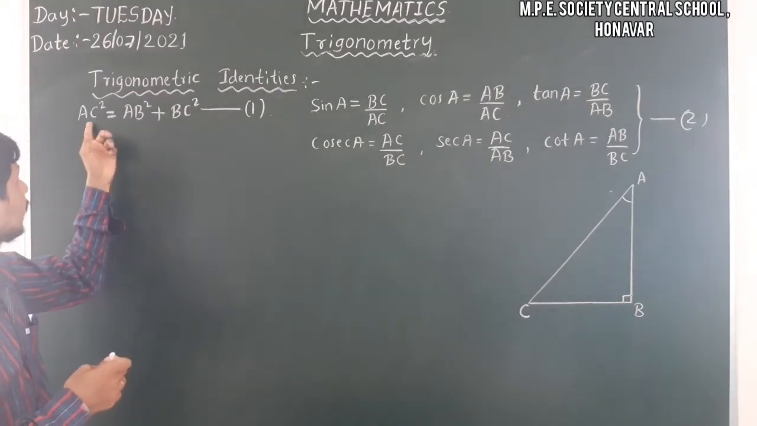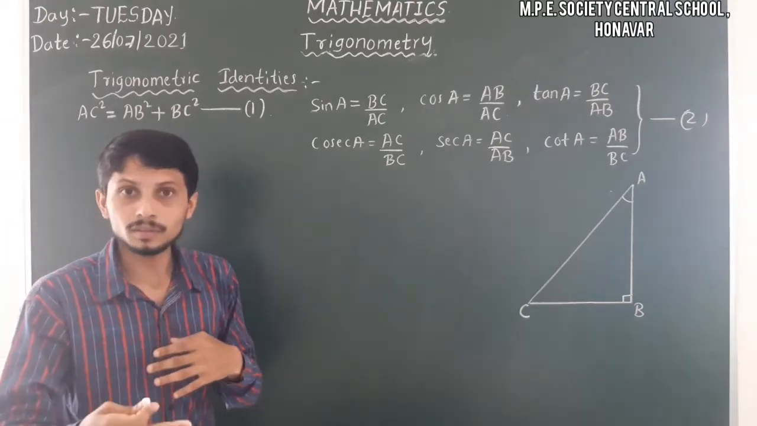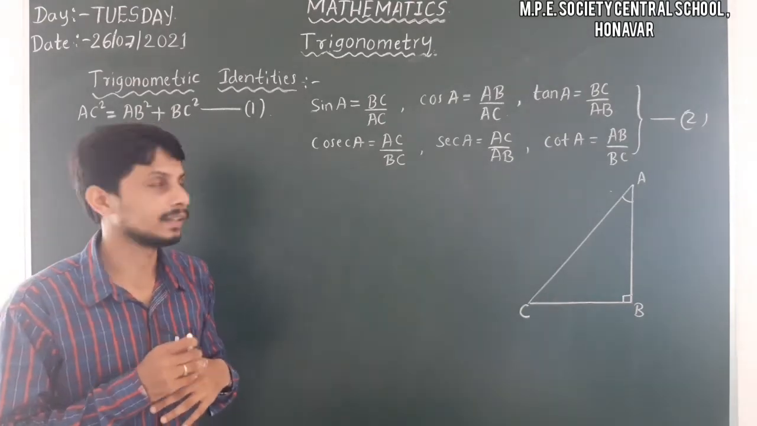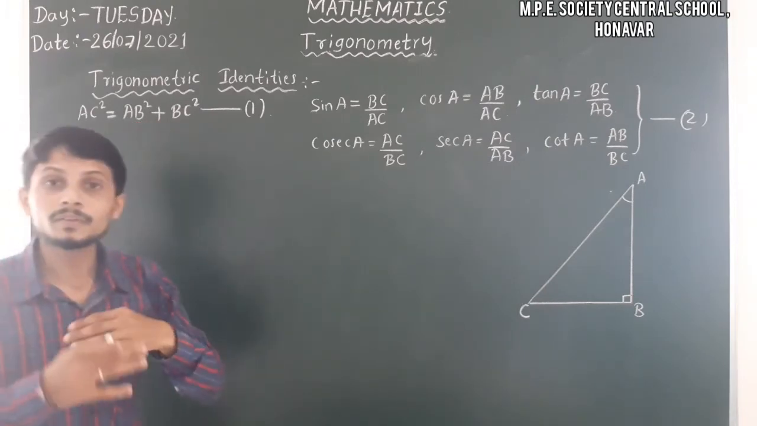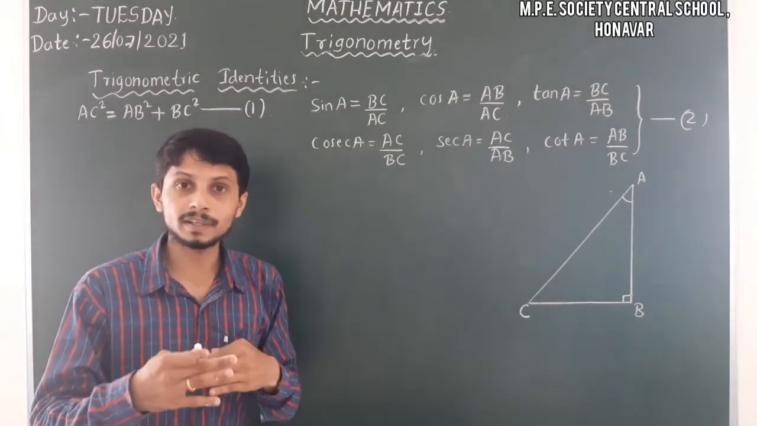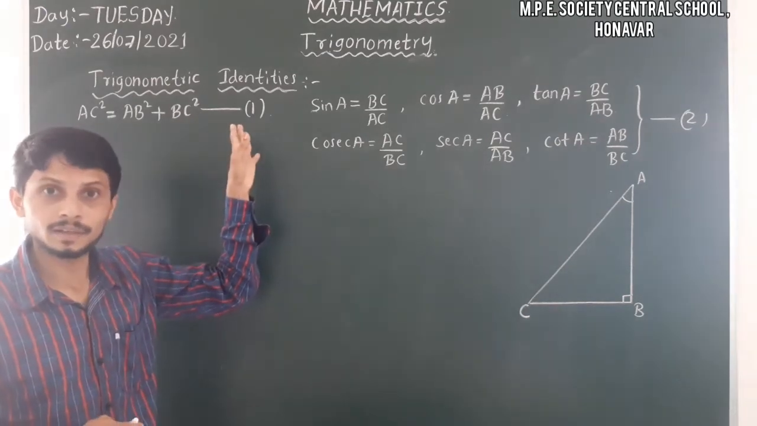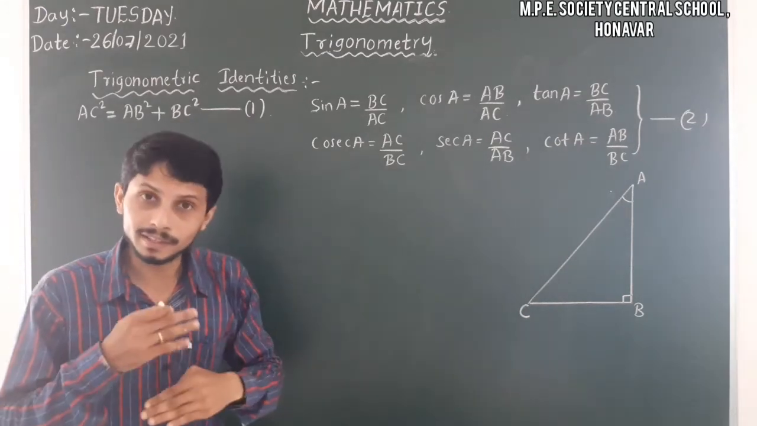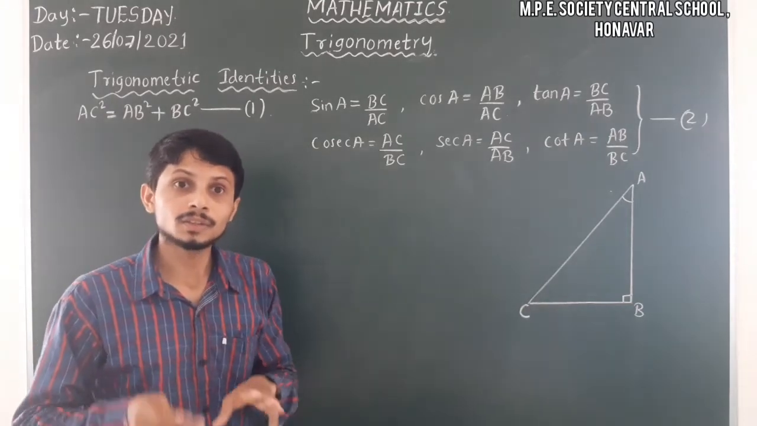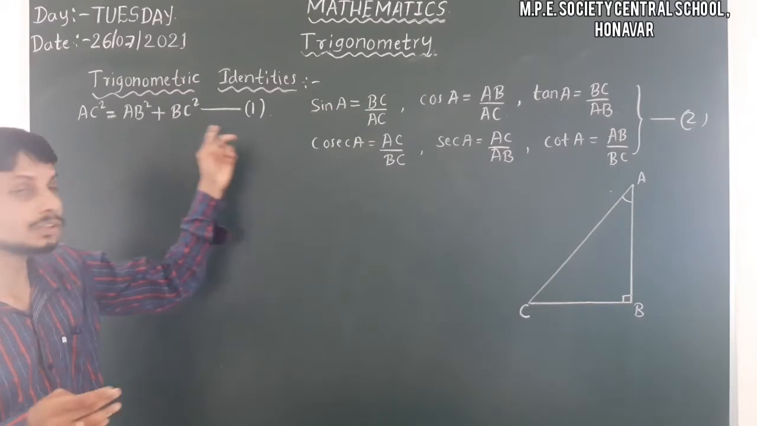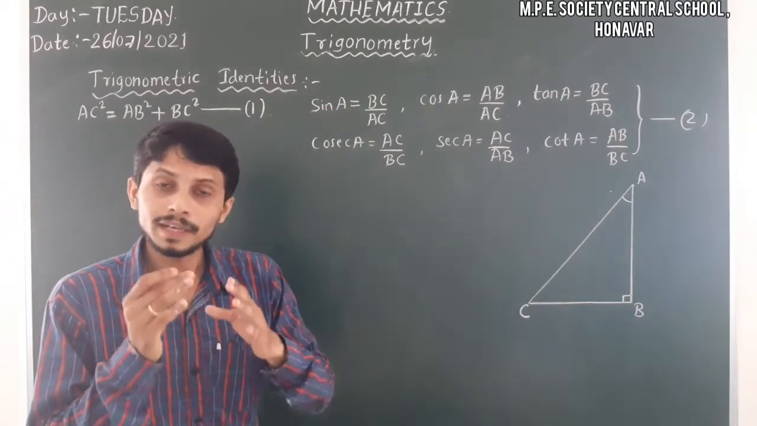For example, firstly I divide equation 1 by AC square. Then we get one trigonometric identity. Then I will divide the complete equation with AB square, and we get another trigonometric identity. And at the end I divide with BC square, and we get another trigonometric identity. There are three trigonometric identities. By dividing this equation with each of the terms, we get different trigonometric identities. So let us take one by one.